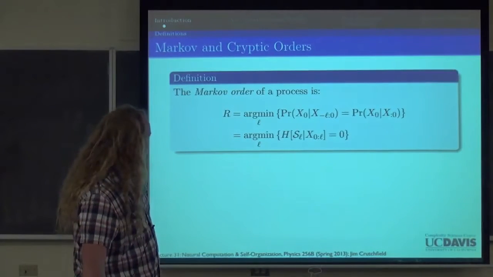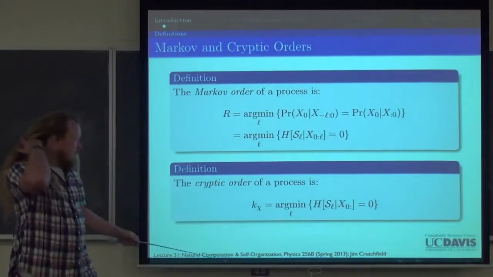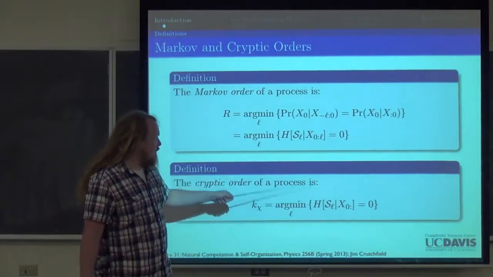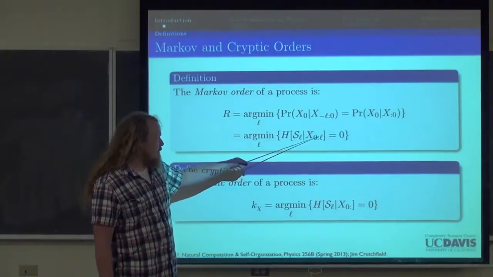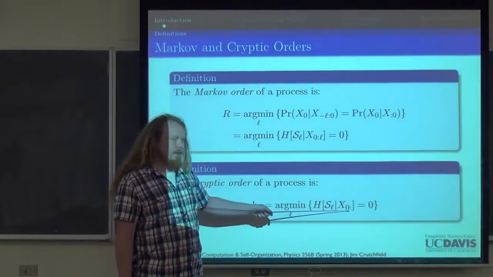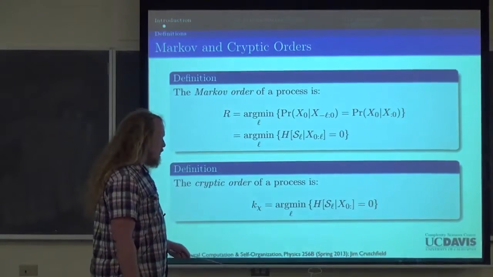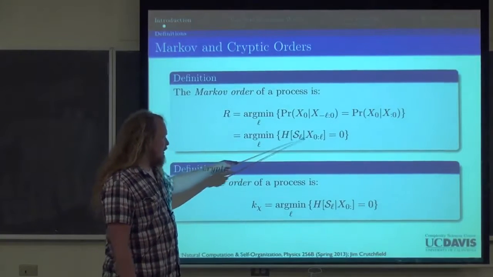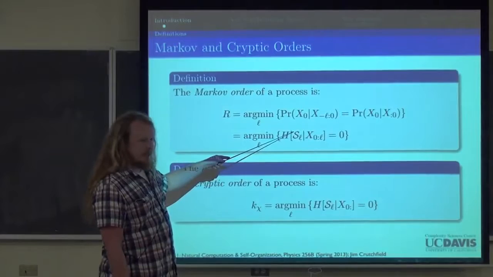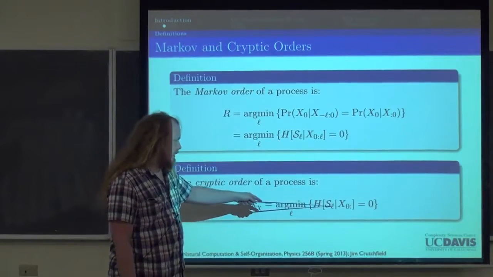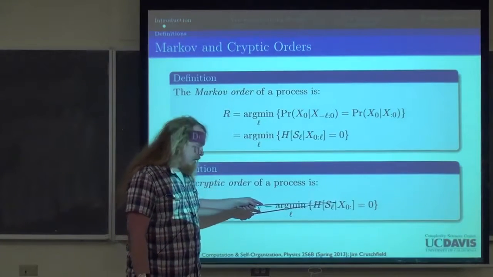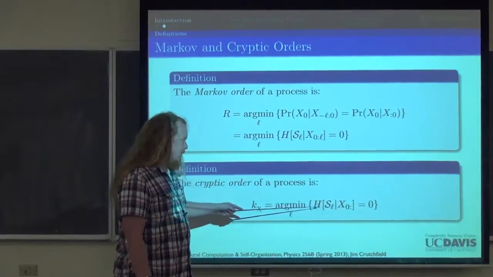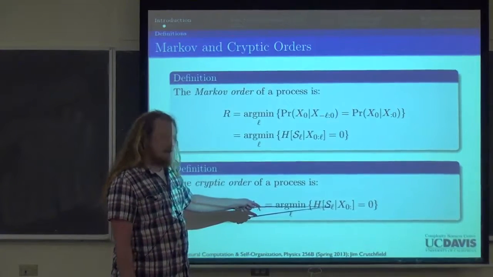And so the cryptic order, following on this definition, is the same equation, except instead of this being a finite block, we consider it an infinite block. Now this might be a little weird. This definition says we saw L symbols and then the Lth state, and we know exactly what state that is. This one says, given that we see the entire future, at what point do we know exactly what state we're in?